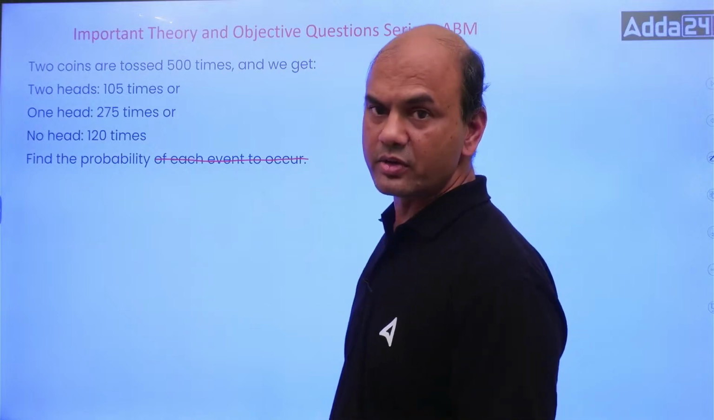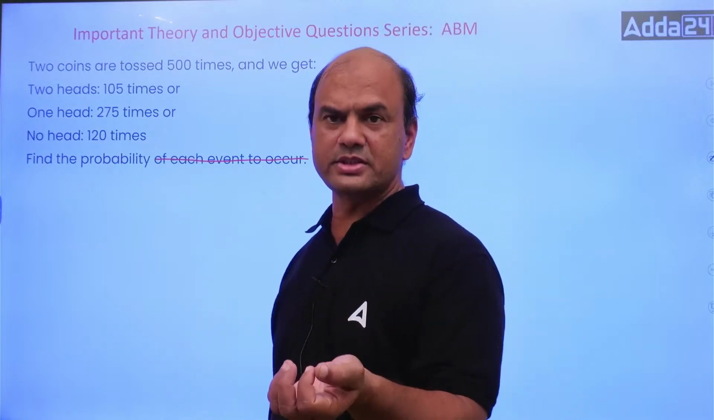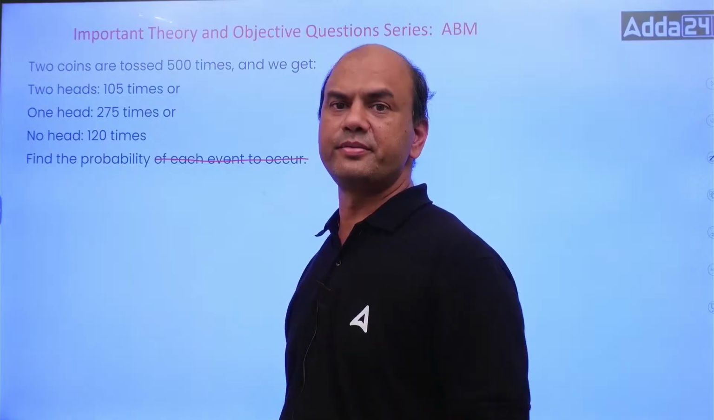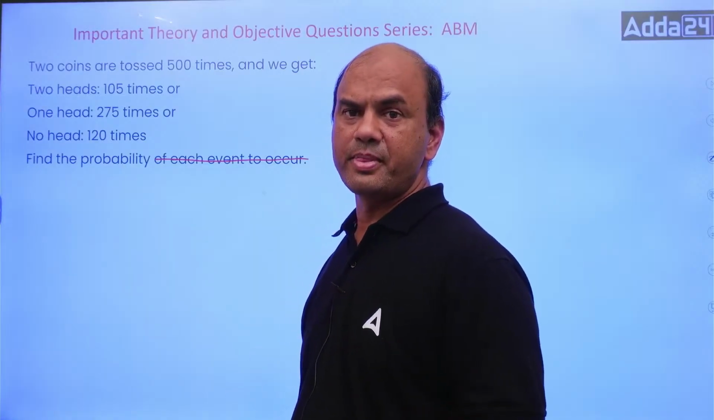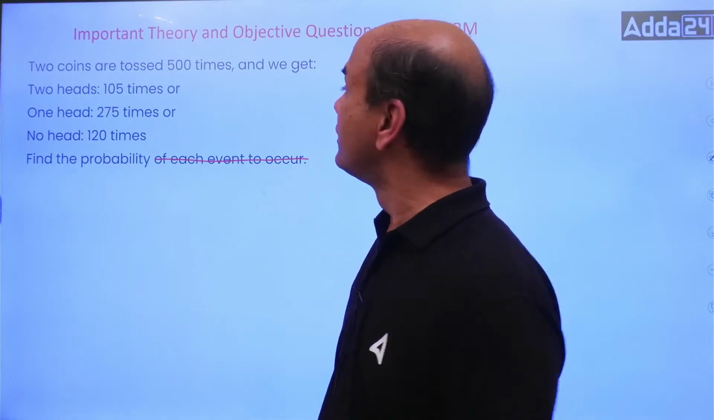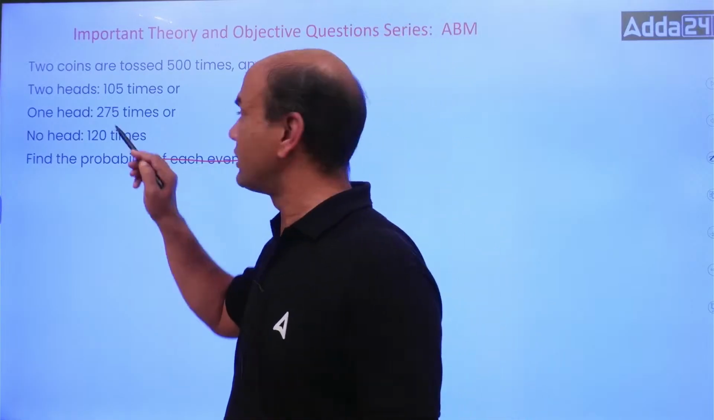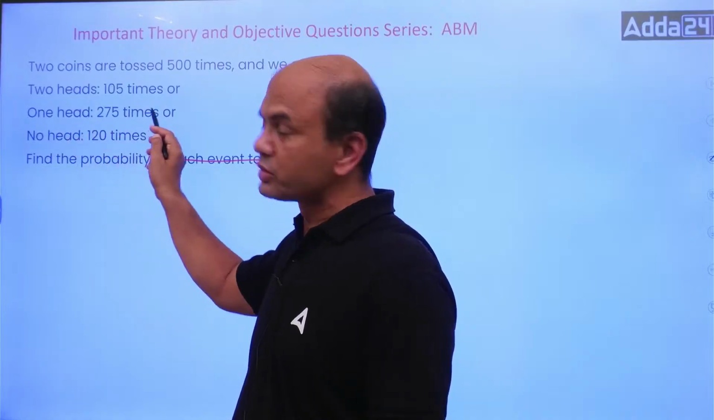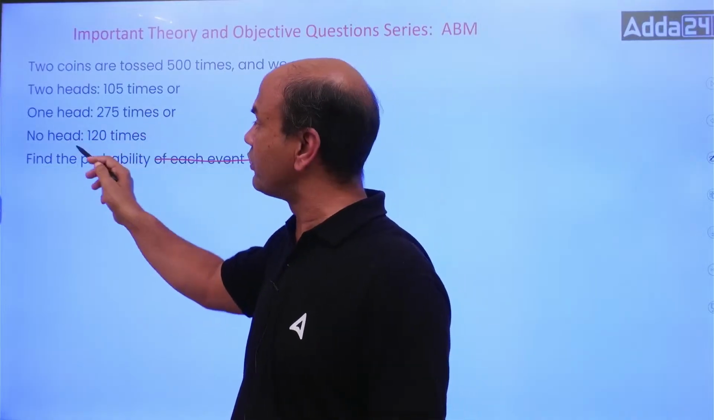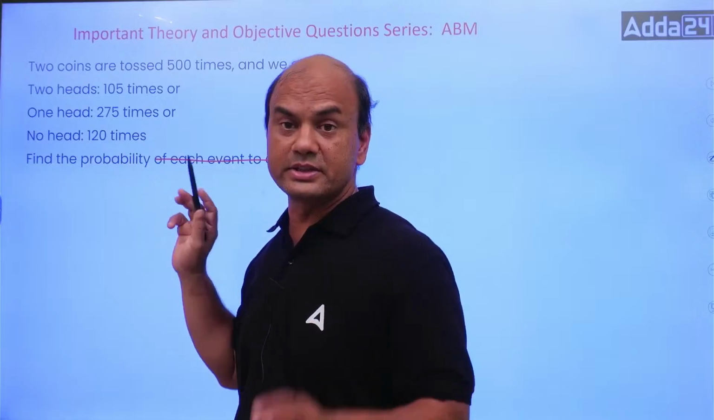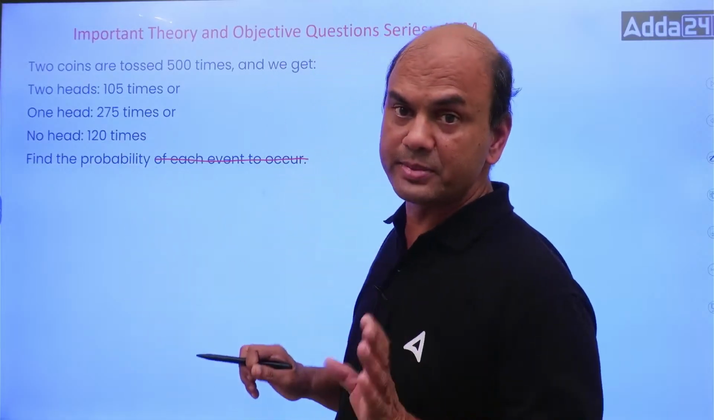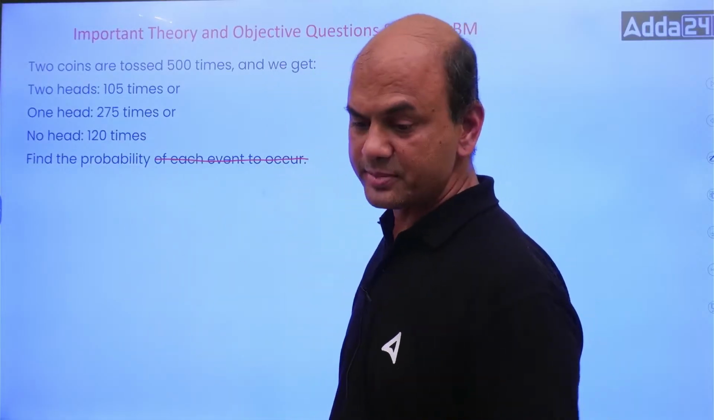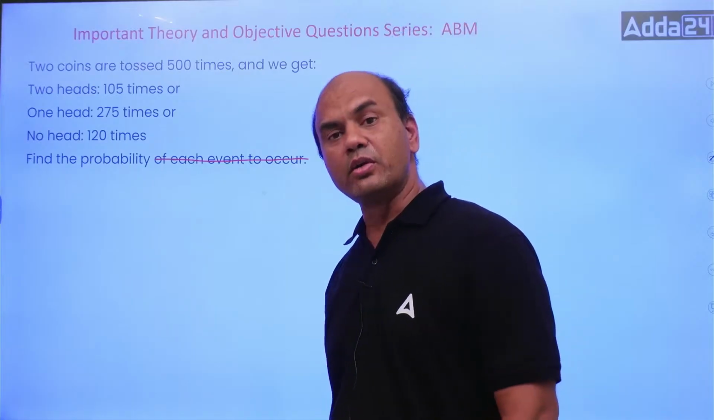So two coins are tossed 500 times. I take two coins and toss them 500 times. In this case, you want either two heads 105 times, or one head 275 times, or no head 120 times. So this is the probability you require. Or means plus.